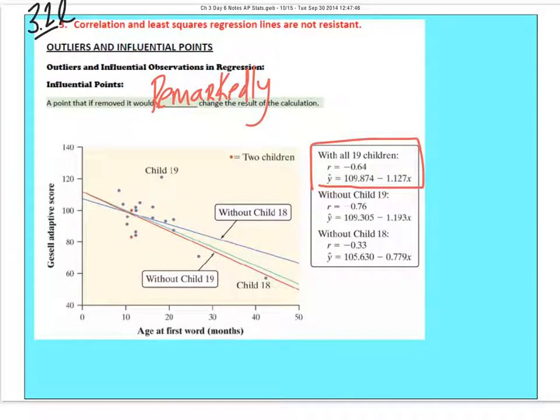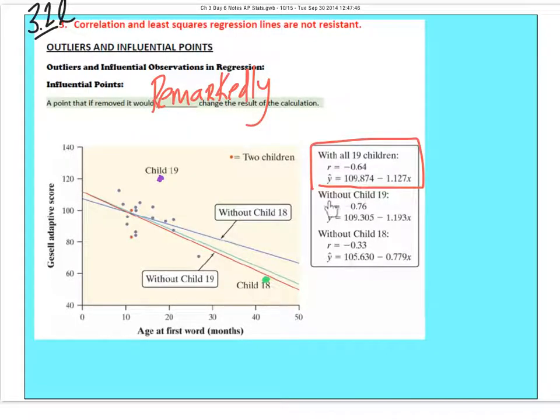Now, if you look at this, we actually are going to identify child 18 and child 19. So child 18 is way down here, kind of on the x-axis, and child 19 is kind of up here, more higher on the y-axis. So in terms of outliers, 18 is more of an outlier on the x-axis movement, 19 is more of an outlier on the y-axis movement.